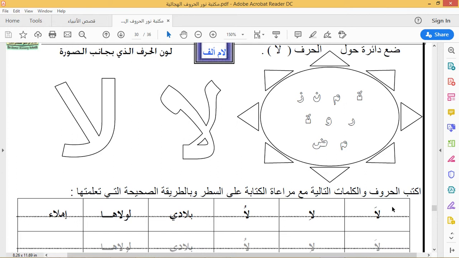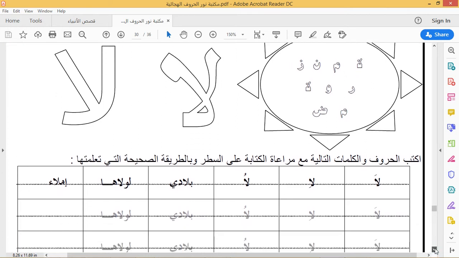Then you have baladi, my town, laulaha, if not for her, imla. Imla is a kind of writing, but I'm not even giving you the definition. What we want to see is how lam alif is written when it exists at the beginning of a word and at the middle of a word.